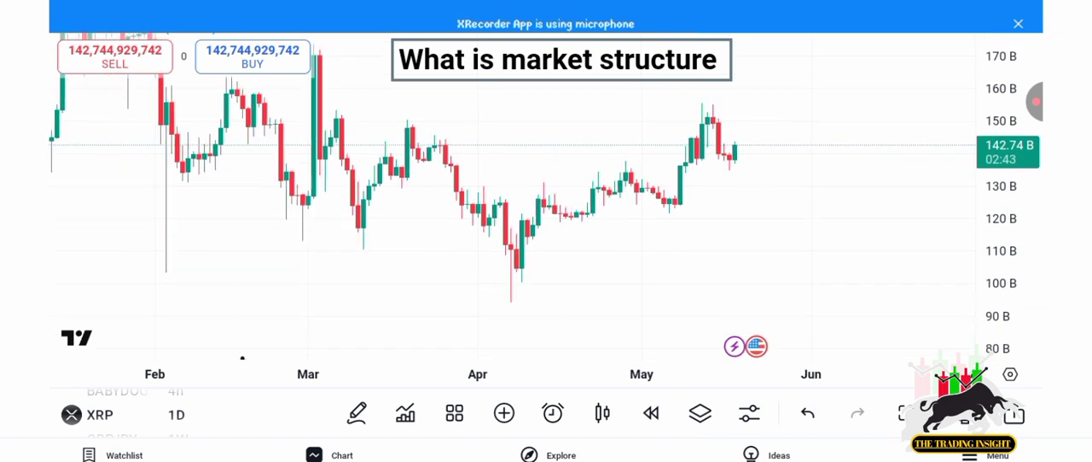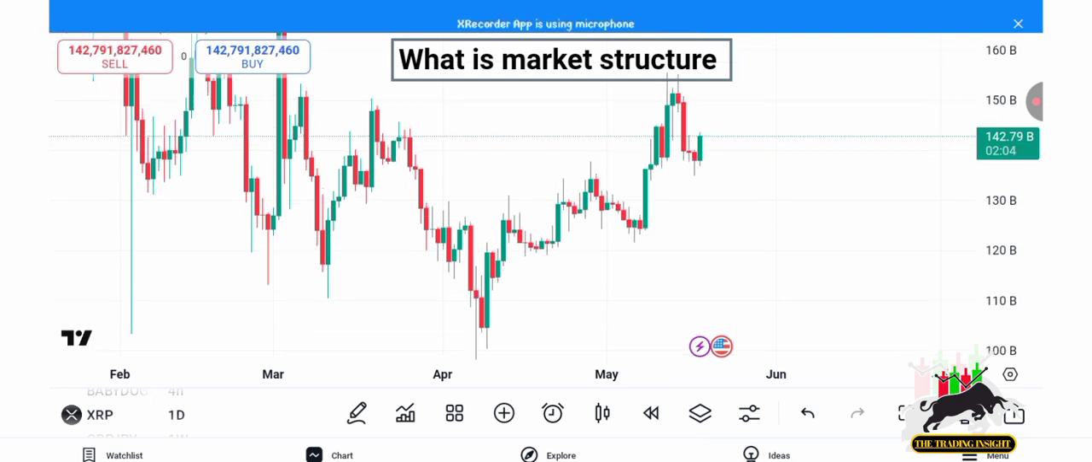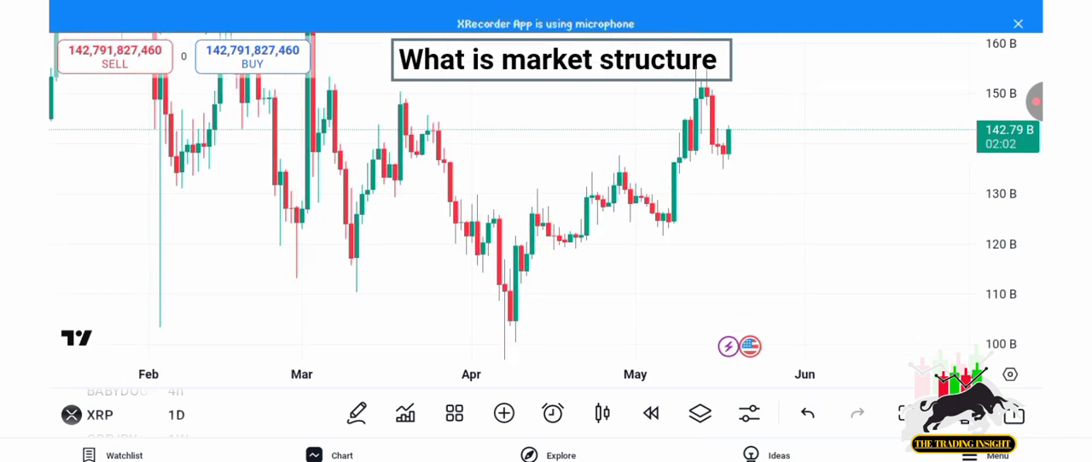Now, using this XRP coin right now, I like teaching with crypto because it has a very easy chart to read. So what is market structure? Market structure consists of highs and lows, and those are the things that form the trend. When you see a trend, those are the things that form that trend.